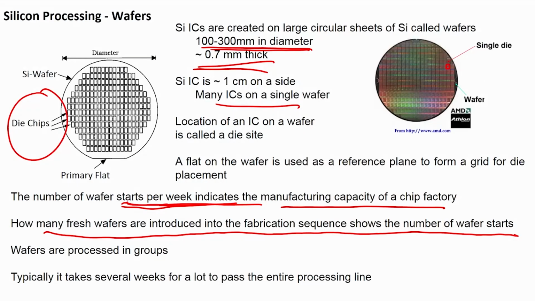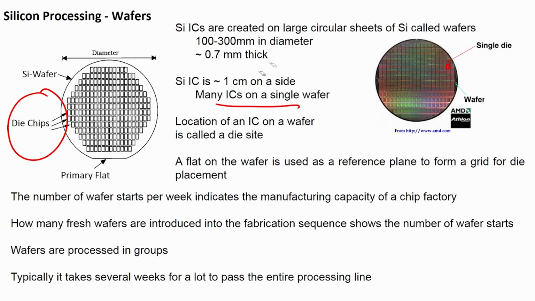To understand what a wafer start is, we have another definition, which shows how many wafers are introduced into the fabrication sequence. How many new wafers are introduced into the fabrication sequence shows the wafer start, and the number of wafer starts indicates the manufacturing capacity of a chip factory. Wafers are processed in groups, and typically it takes several weeks for a lot to pass through the entire processing line. So this is how the silicon wafer is made, and how the ICs, or single die or multiple dies within the silicon wafers, are fabricated.